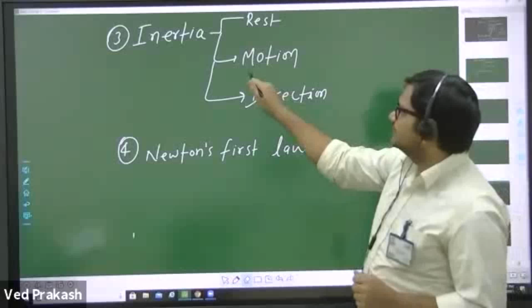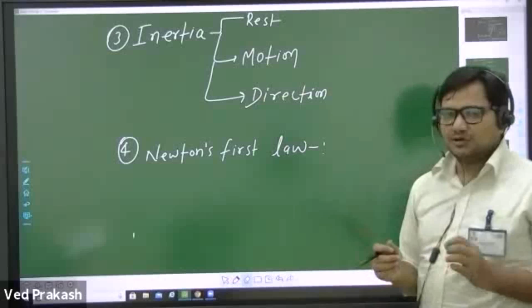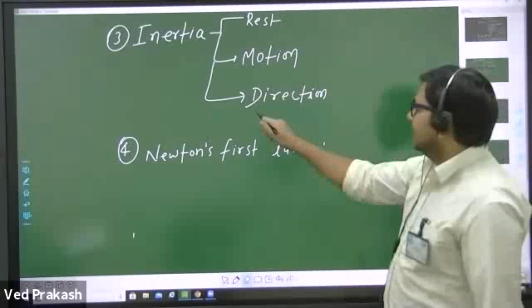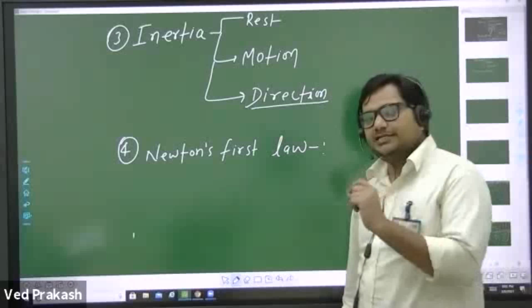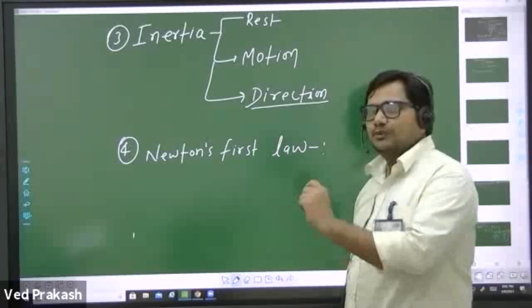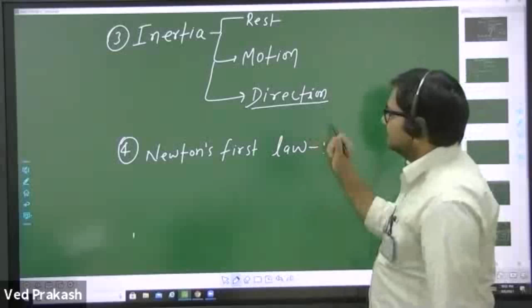Inertia of motion means that if a body is in motion, then it will continue to be in motion unless an unbalanced external force acts on it. And inertia of direction means if any object is moving in a particular direction, then it will continue to move in the same direction unless acted upon by some unbalanced external force.